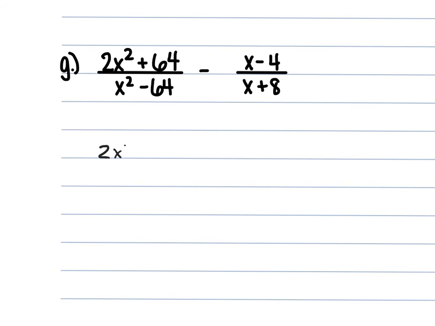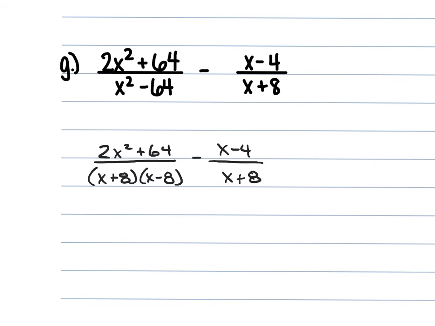Difference of two squares. Notice that we're just kind of ignoring this numerator there. Even though maybe we could do something with it, we're kind of ignoring it now. But here we get x plus 8 and x minus 8, because that's the difference of two squares. Minus x minus 4 over x plus 8. Talk to me. Good. This one needs an x minus 8.